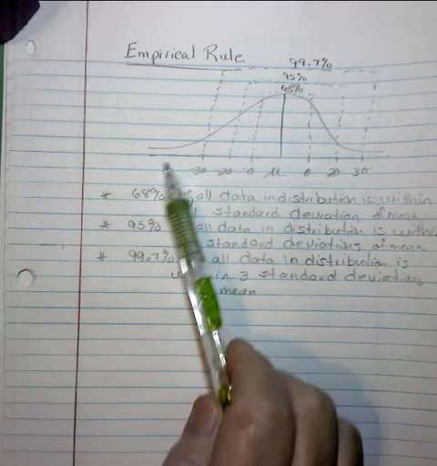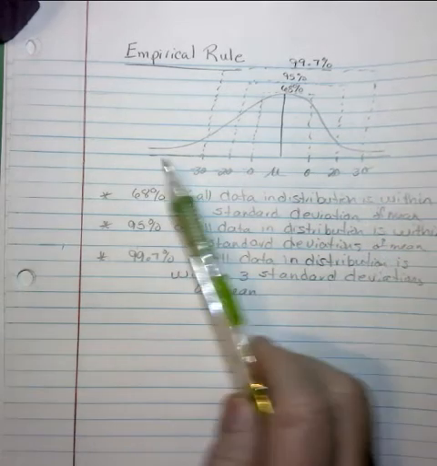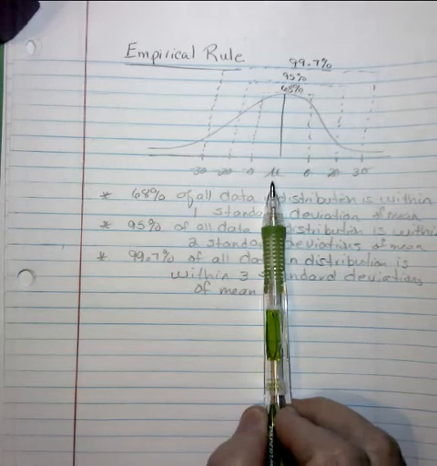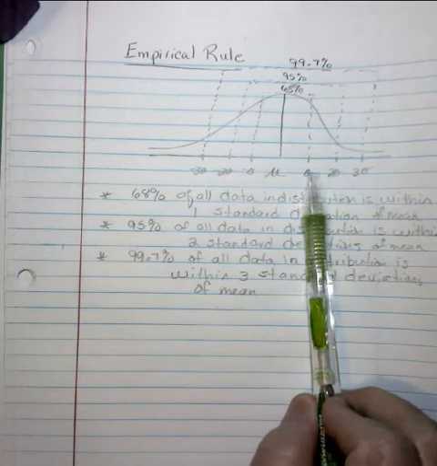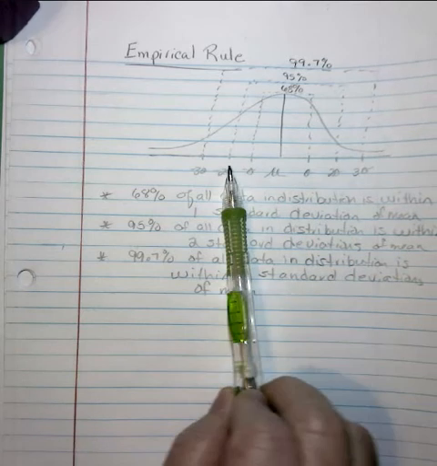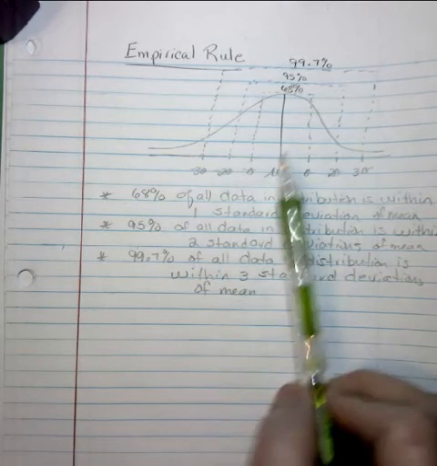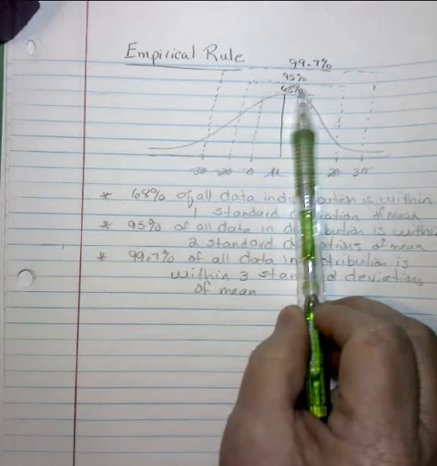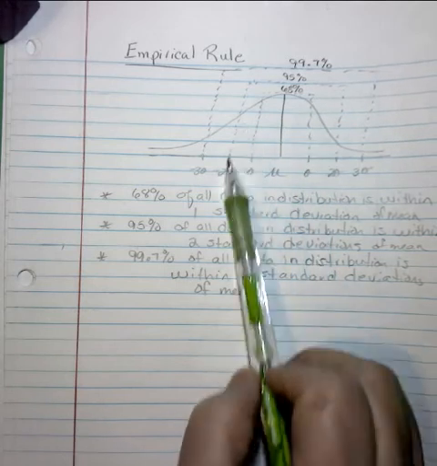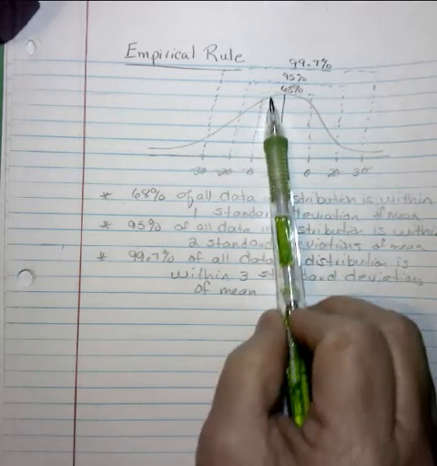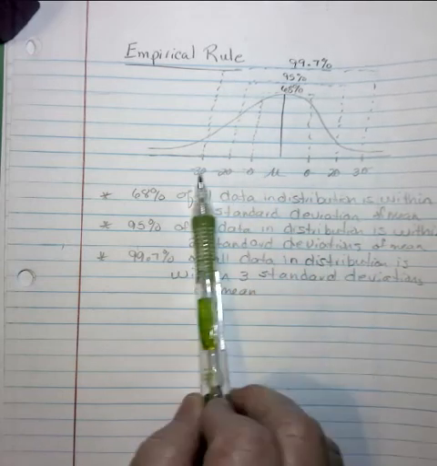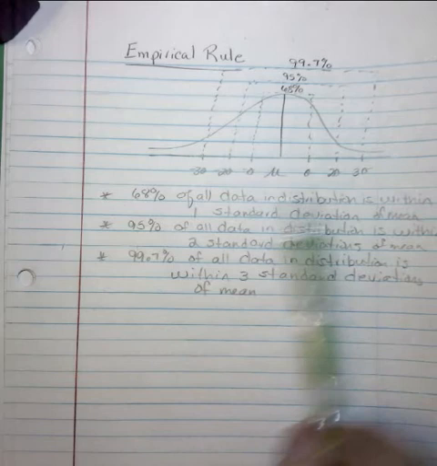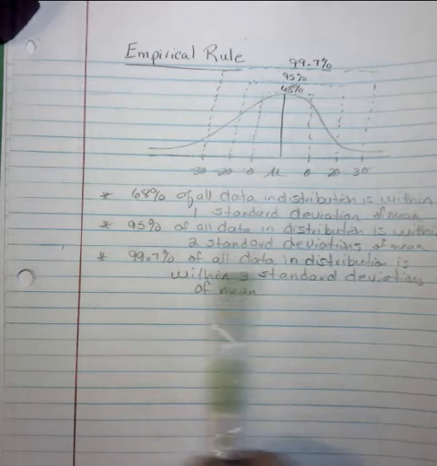So we have our normal distribution drawn. We have our mean represented here in the middle. And we have our standard deviations going on the positive side and on the negative side. And what we have is some dotted lines drawn at 1 deviation away, at 2 deviations away, and at 3 deviations away. And here are the 3 rules that we have.